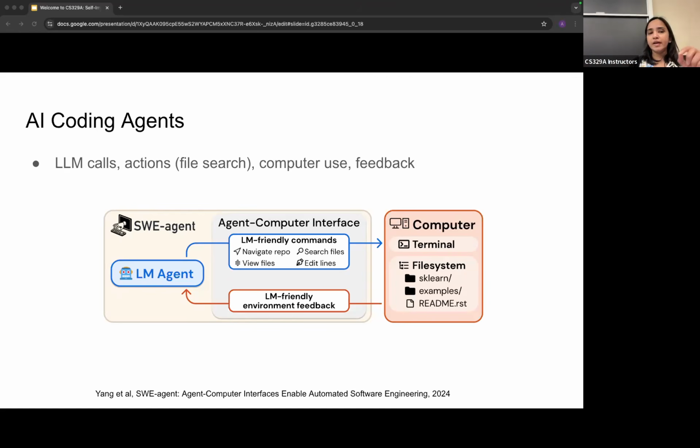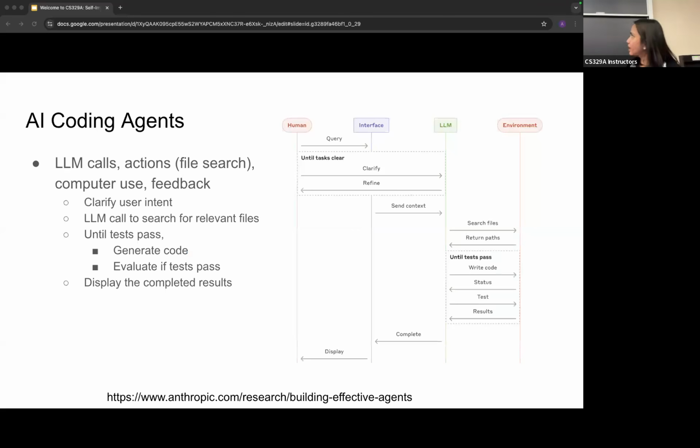So it will generate some commands which will search, navigate the repository, view files, and then edit lines within a given specified file. And then it will look at the computer output, and based on that output, it will replan its next steps. So this is an example of what I'm trying to say. So the model is given a task. It goes and clarifies the user intent.